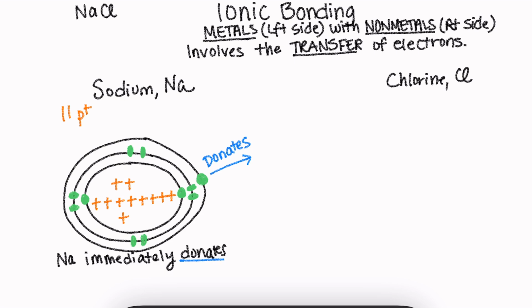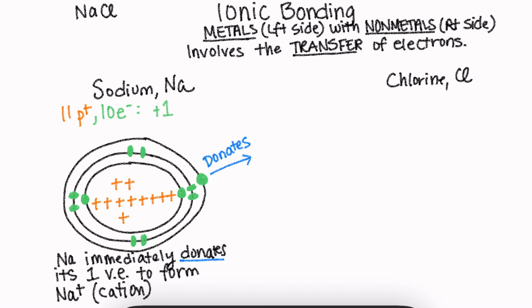It makes a big explosion. Donates its 1 electron, 1 valence electron, to form sodium, which is a cation or positively charged ion. So we added its 10 electrons, which means, do you see how it has one more proton than electron? So we say that it is a +1 cation. And all of the elements in this column of the periodic table are like this.